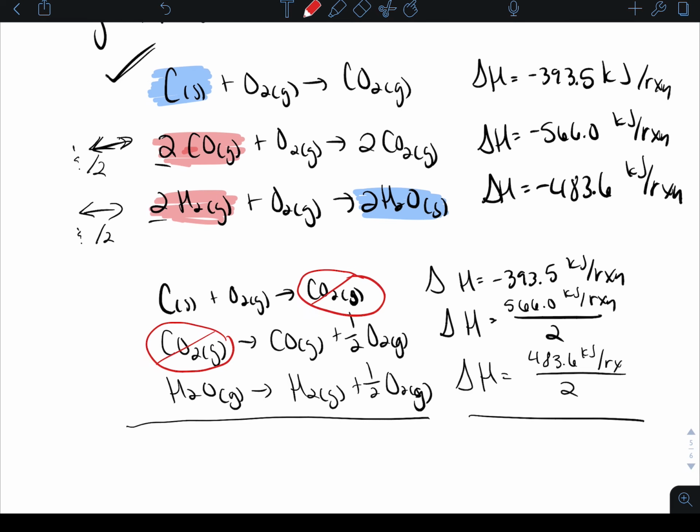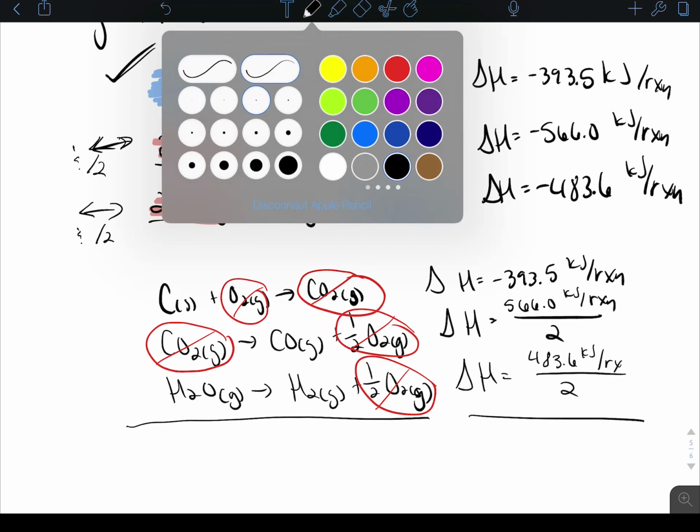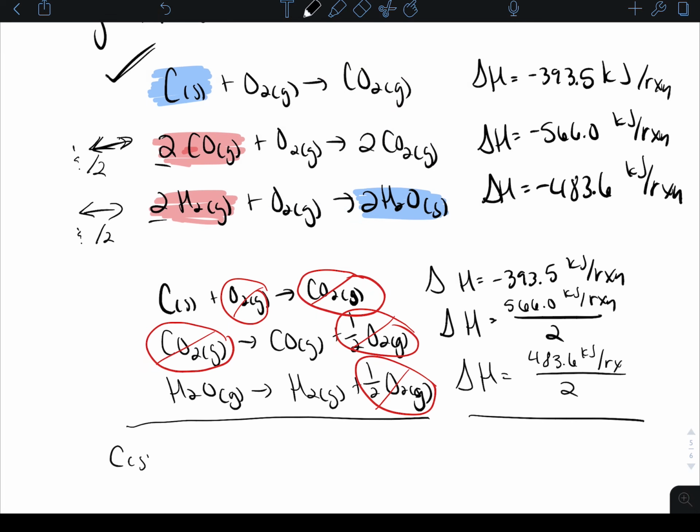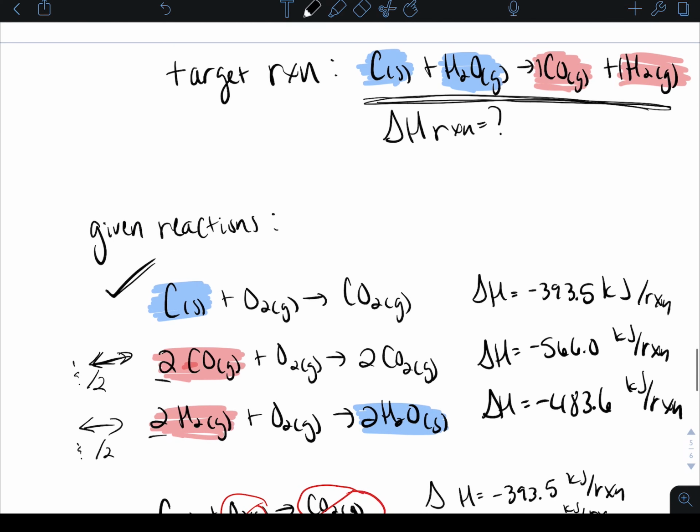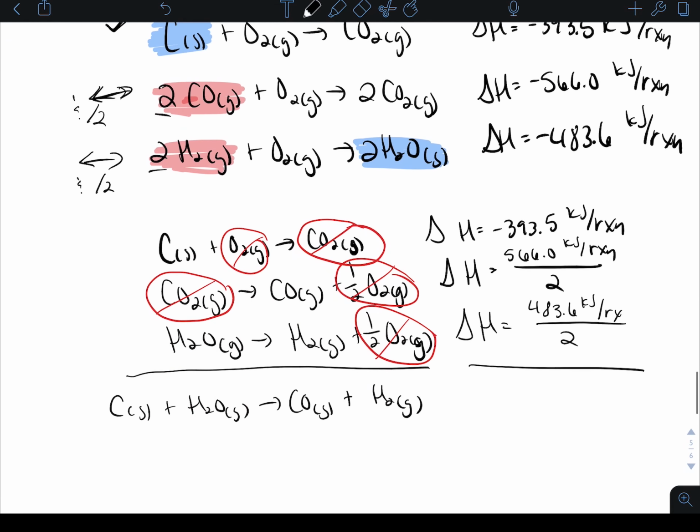Our O2s are on opposite sides. There's one on the left side, 2 1/2s on the right side, so they'll cancel out. And then everything else should stay as is. So we get C solid plus H2O gas goes to CO gas plus H2 gas. And if we look up here, that is what we are supposed to have.